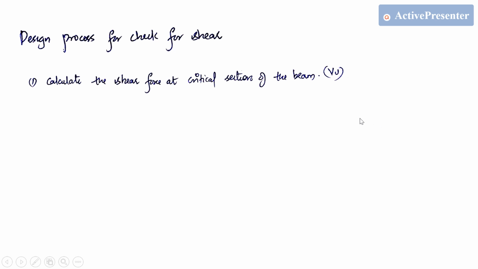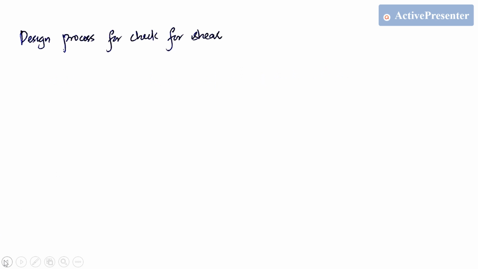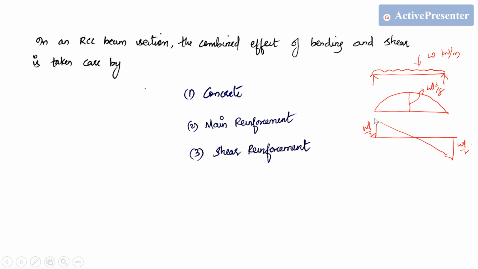Okay, that is the design process for the check for shear. The first step is to identify the critical section where the shear is maximum, and calculate the shear force at the critical section of the beam. As you have seen here, the maximum shear force is coming at this support, which means the critical section will be at this support. That is, WL by 2 is the maximum shear force, and when moving away from the support, this shear force is decreasing. As a result, the maximum shear force will be coming at this support.